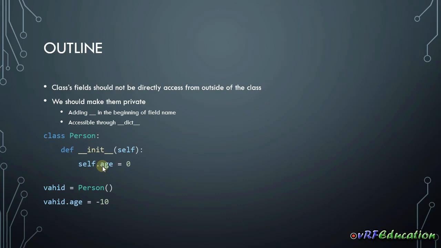So this is the first step. And the next step is to create a way to access this field under control. This mechanism is called property in Python, and I'm going to talk about it in the next session.